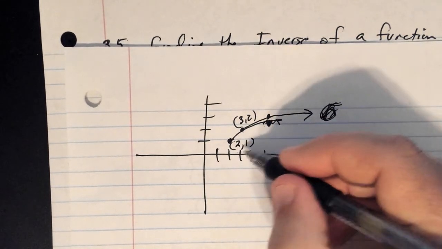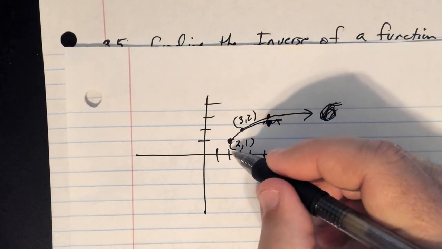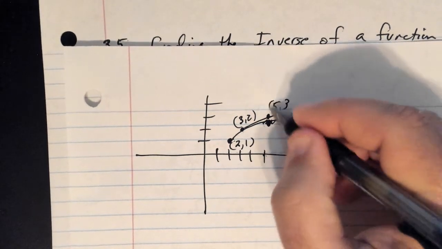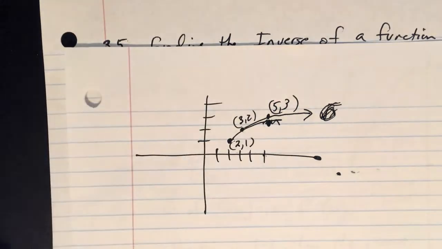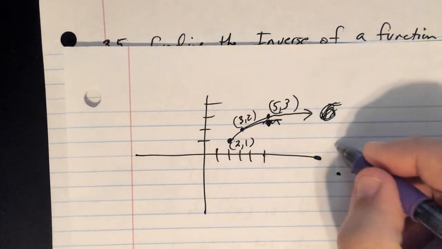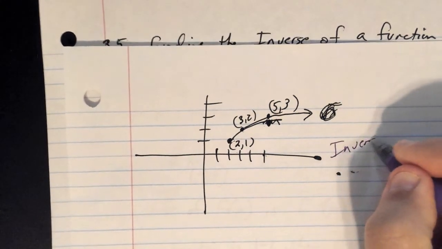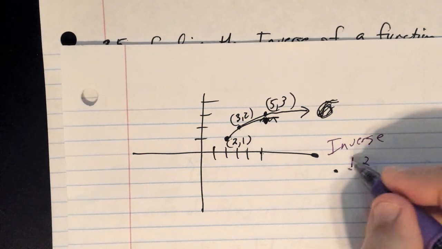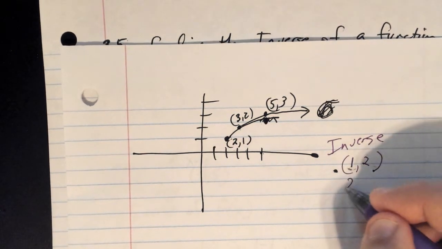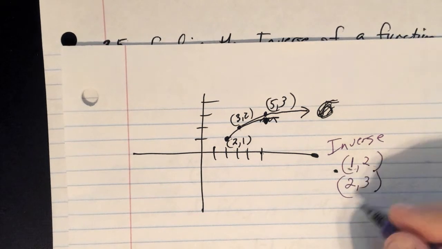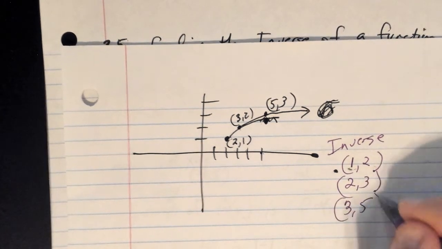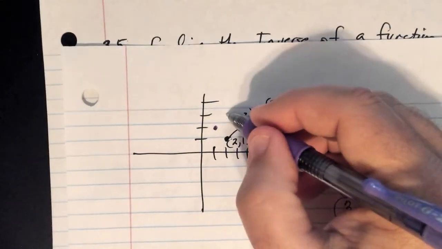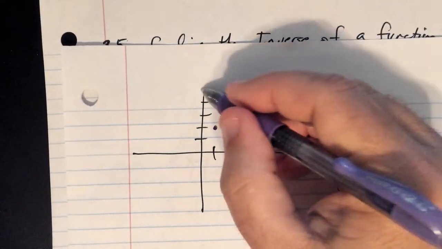I didn't put a point in the right spot. So this should be 2, 3, 4, 5. So this is at 5, 3. Now it represents a function. To find its inverse, we just flip the points. So I'd have 1, 2. We'd have 2, 3. And we'd have 3, 5. And we'd mark those. So we'd have 1, 2, 2, 3, and 3, 5.